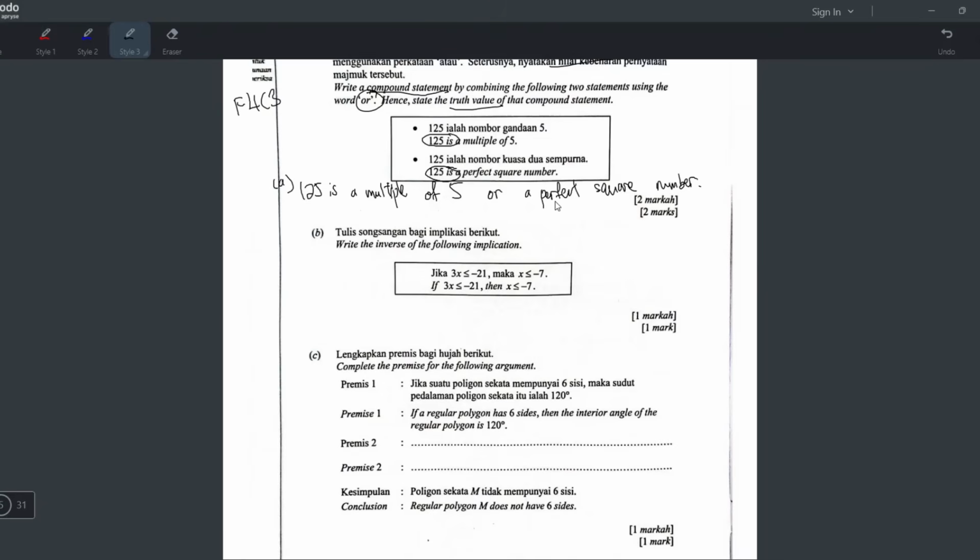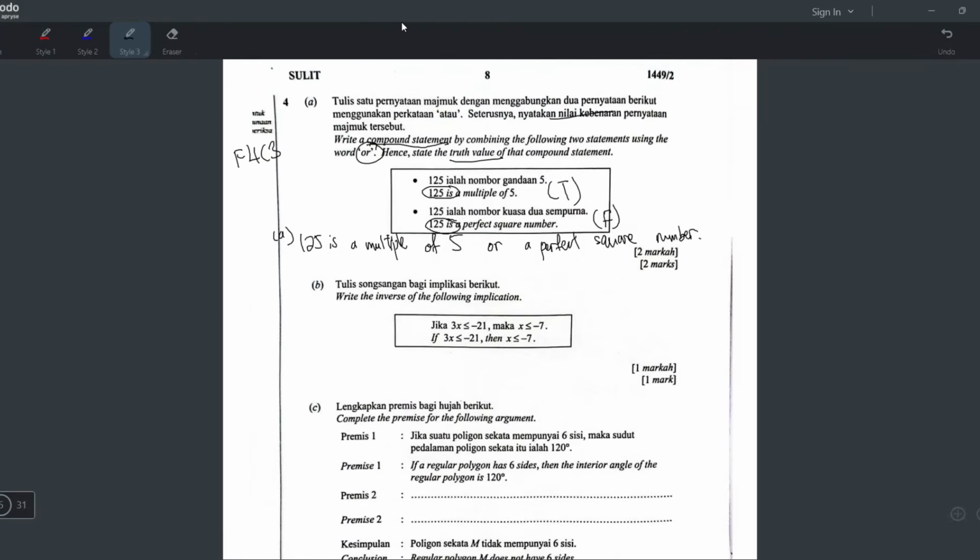So when we break down this statement, we get back these two statements, right? So let's check whether each is true or false. Okay, 125 is a multiple of 5. This one is true. Yeah, it's true because 125 can be divided by 5. So 125 is a multiple of 5. Next one, 125 is a perfect square number. This one is false. Yeah, 125 is not a perfect square. Okay.